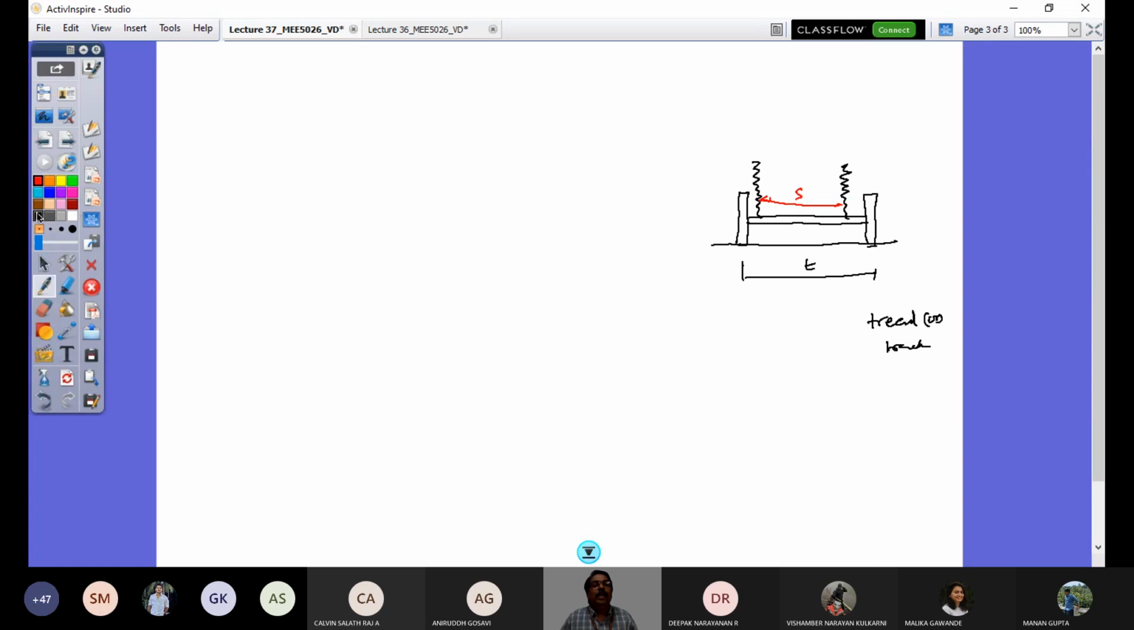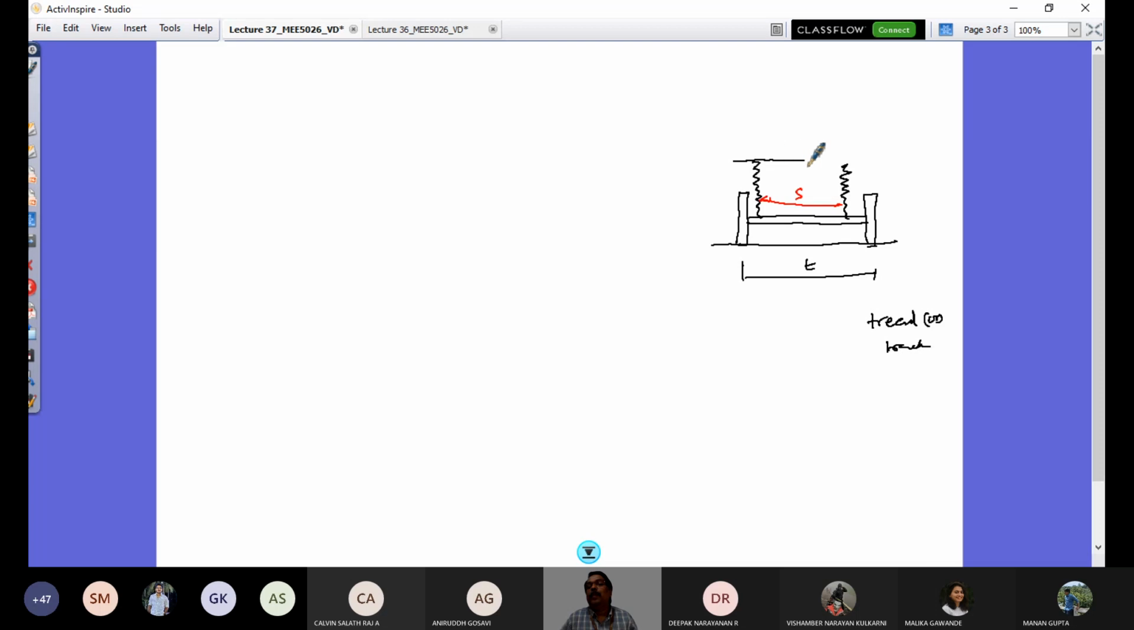So now over which I have my vehicle, and that vehicle is defined comfortably like this by the mass. So this is my simple schematic representation.